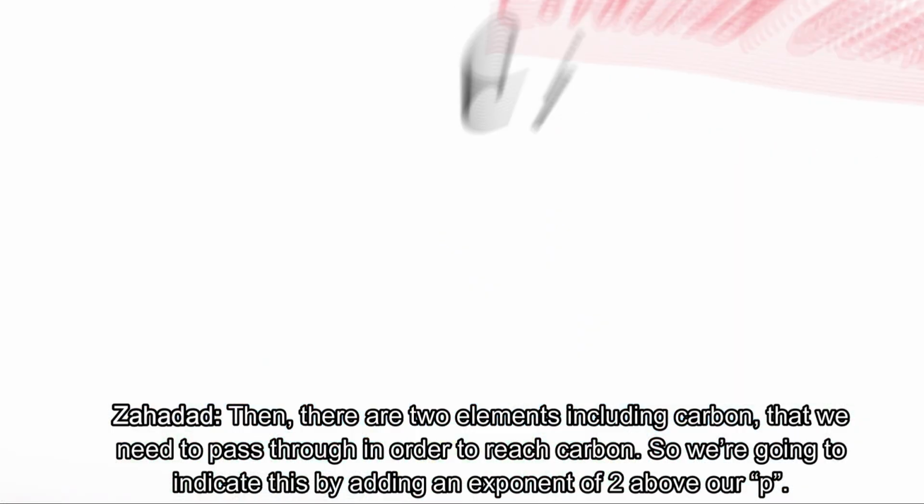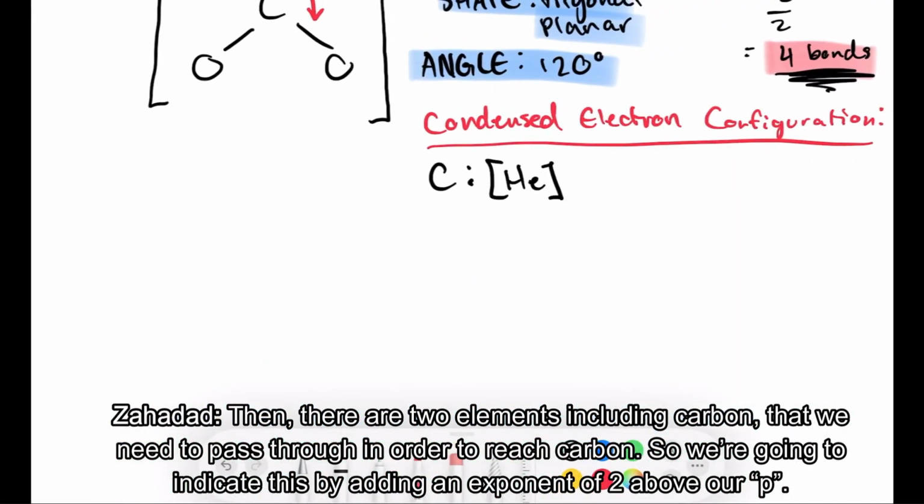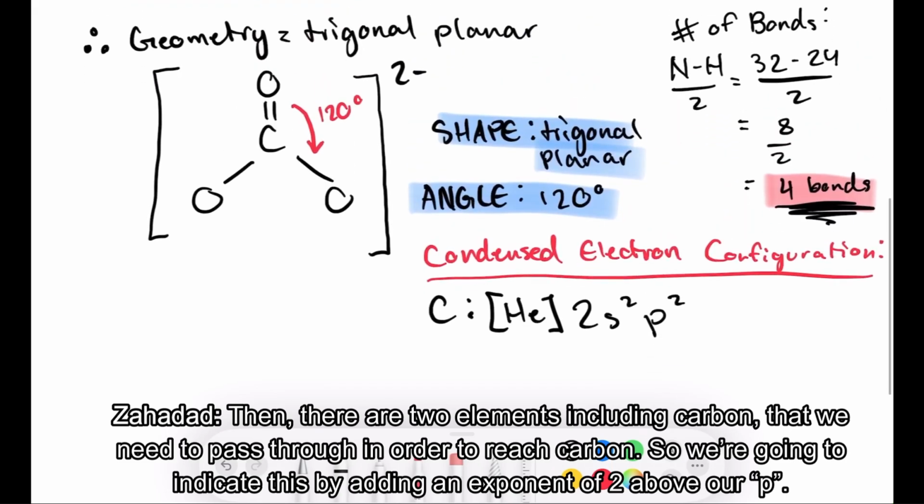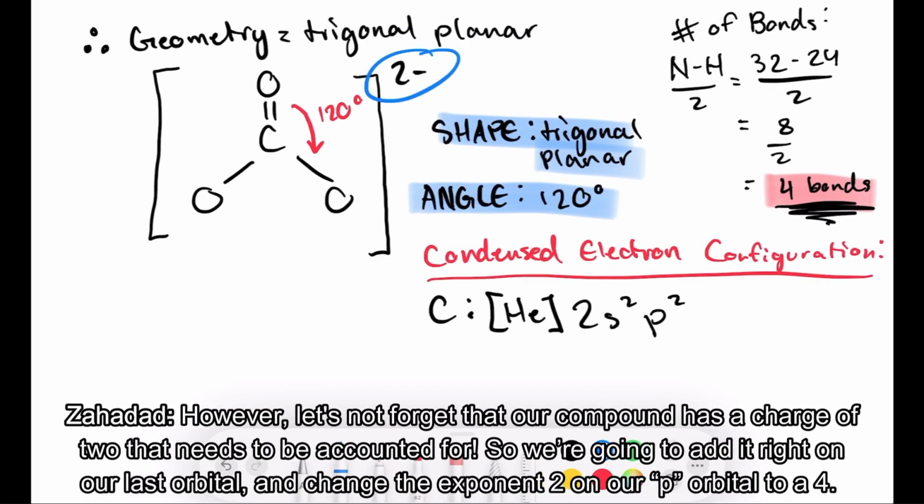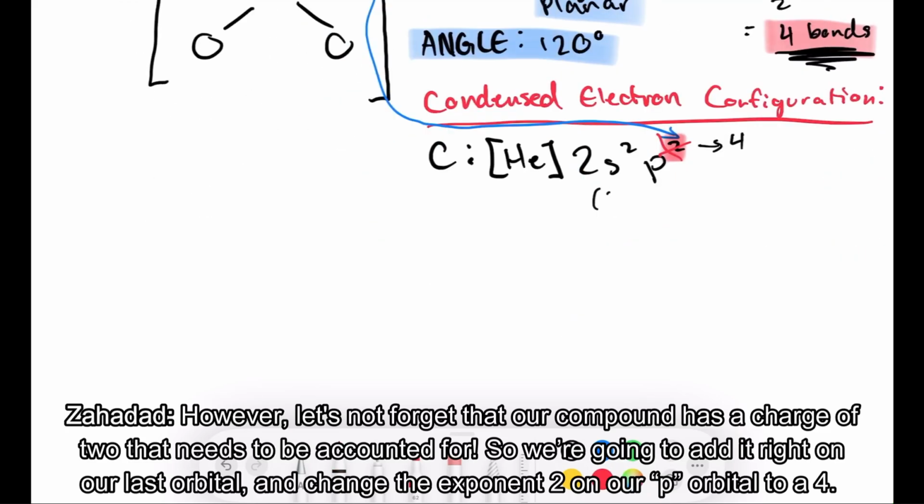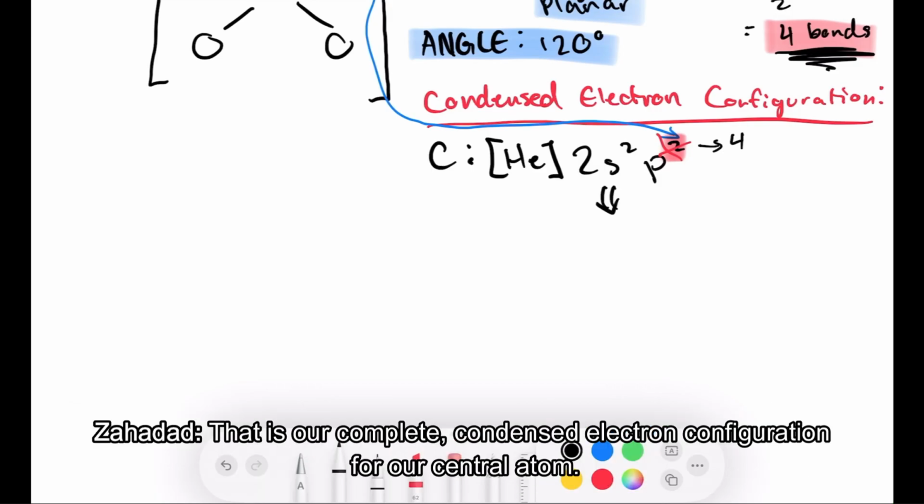Then there are 2 elements, including carbon, that we need to pass through in order to reach carbon. So we're going to indicate this by adding an exponent of 2 above our P. However, let's not forget our compound has a charge of 2 that needs to be accounted for. So we're going to add it in right on our last orbital and change the exponent 2 on our P orbital to a 4. That is our complete condensed electron configuration for our central atom.